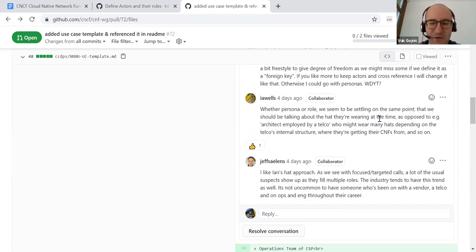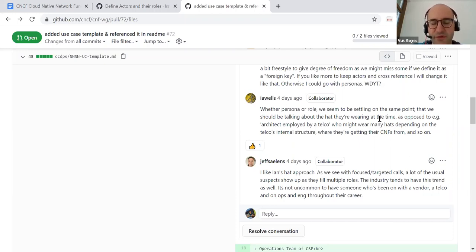So I settled on leaving it a bit more freestyle, because it's information that we will extract later in the best practices and map to real personas or actors there. But I'm also not very fixed on whether it's like this or open.